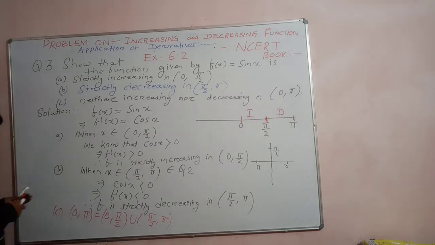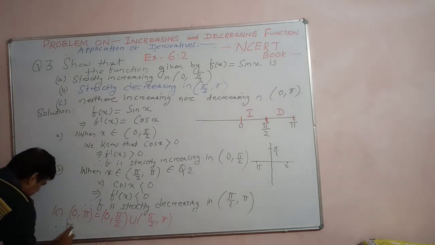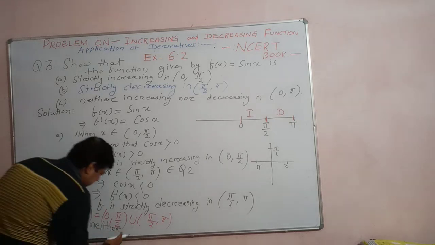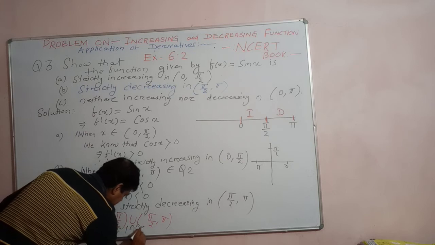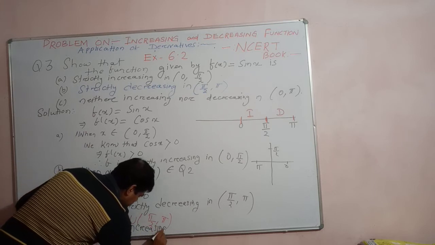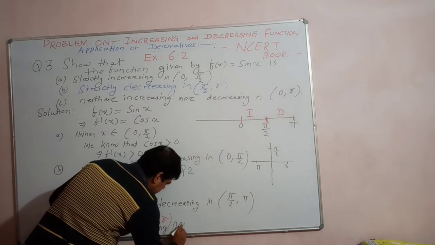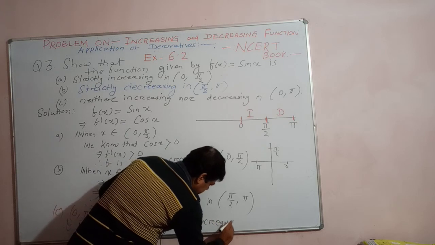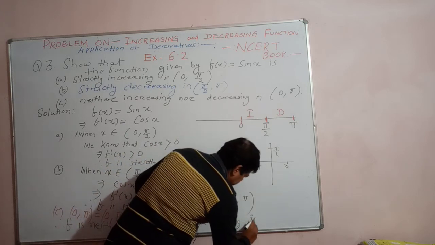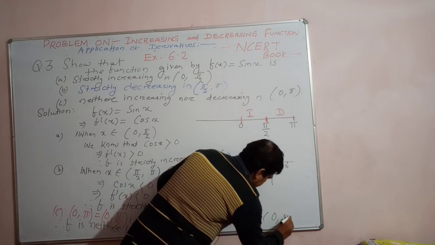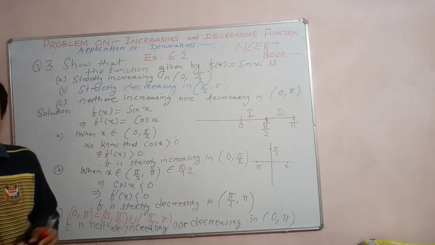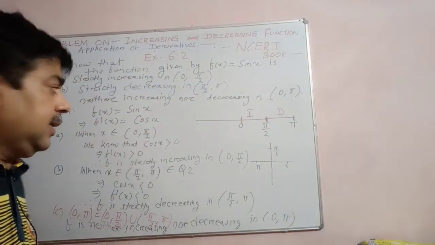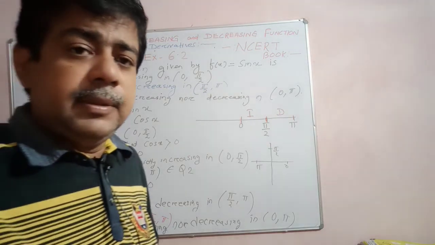Thus we can write, hence f is neither increasing nor decreasing in the interval 0 to pi. Okay? Understand? Is it clear, all of you?